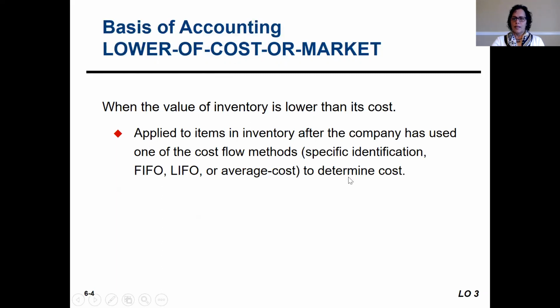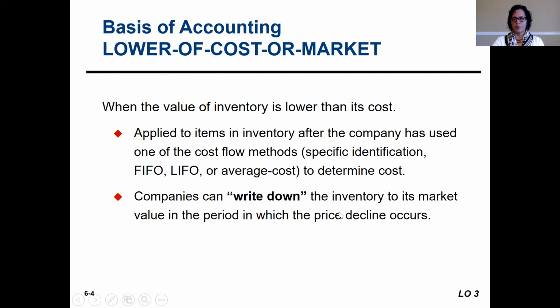So we first find out our cost using one of the cost flow methods, whether it's specific identification, FIFO, LIFO, or average cost. We already know what the cost of our inventory is at the end of the year. Now, if the value of that inventory goes down, then we are allowed to write down, which means we basically take a loss even before we sell the inventory, we recognize it. Now, we're going to compare it with market. So here's something we need to look at very carefully. When we are talking about market, we're talking about replacement cost. What would it cost me to replace the inventory that I have?